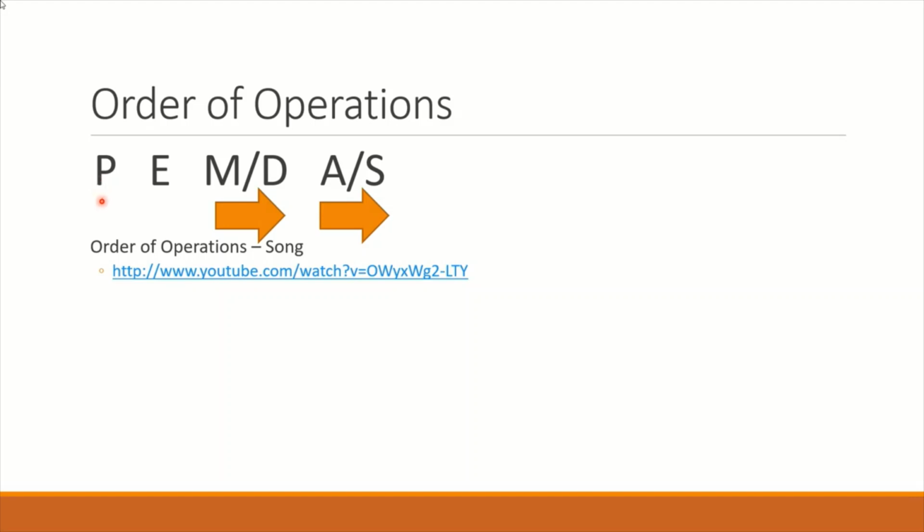So you do parentheses first. Inside the parentheses, order of operations applies, so you would do that. Then exponents. Then you would move to multiplication or division from left to right. And after you finish all the multiplication or division from left to right, you'd move to addition or subtraction from left to right.